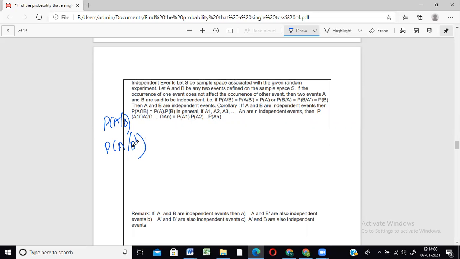Such that B complement means, how do you read this? The probability of occurrence of A under the condition that B has not occurred. So that is the opposite of the one above. And likewise the second one, when you do it the opposite way, probability of B such that A, or else probability of occurrence of B under the condition that A has not occurred. So then they are independent events.